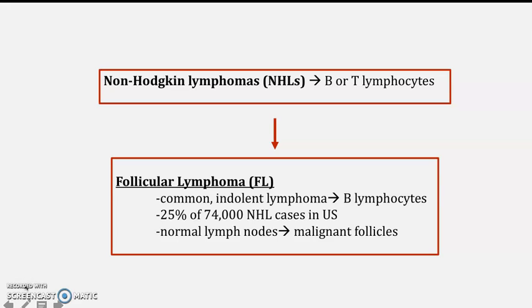74,000 NHL cases in the US in 1 year. Of those, 25% were follicular lymphoma, so it's a very common cancer. And it's characterized when malignant follicles begin to take over normal lymph nodes.